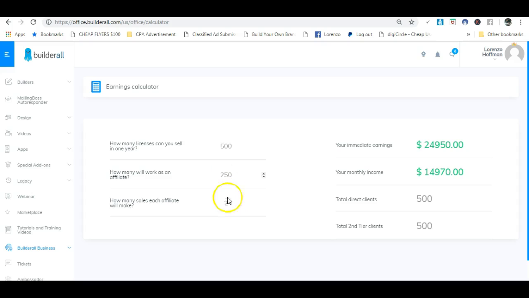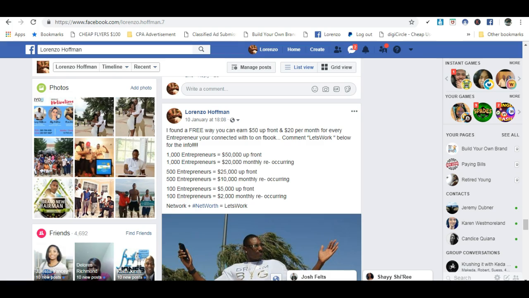250 of them would share this platform with at least 5 people. Would you like $26,200 per month and $25,000 up front? All right, these numbers are adding up. You guys are seeing these numbers?